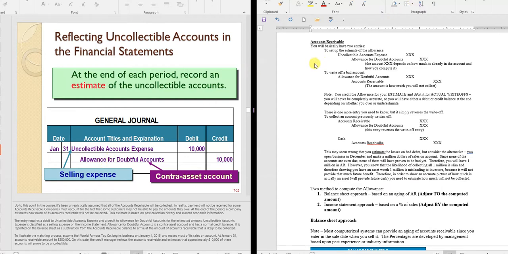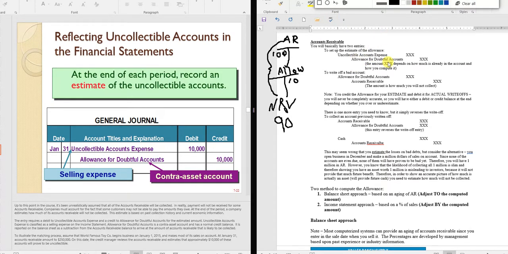So an important point is, and I've got the entry written both here on your handout and over here, please know you have two entries. One is to set up the estimate. So if you see in anything the word estimate, or some word that implies an estimate, it will be this entry always. So don't worry about the amount, just debit uncollectible accounts expense or bad debt expense. I tend to call it bad debt expense, and credit the allowance for doubtful accounts.